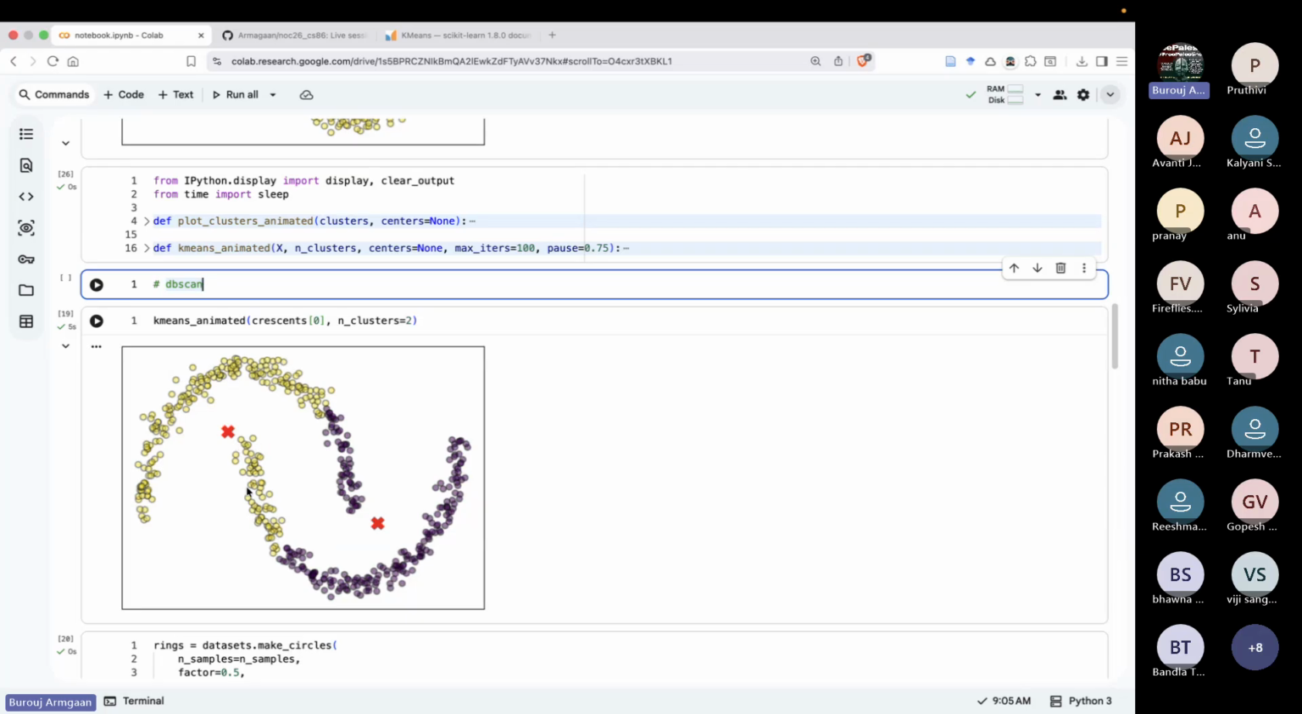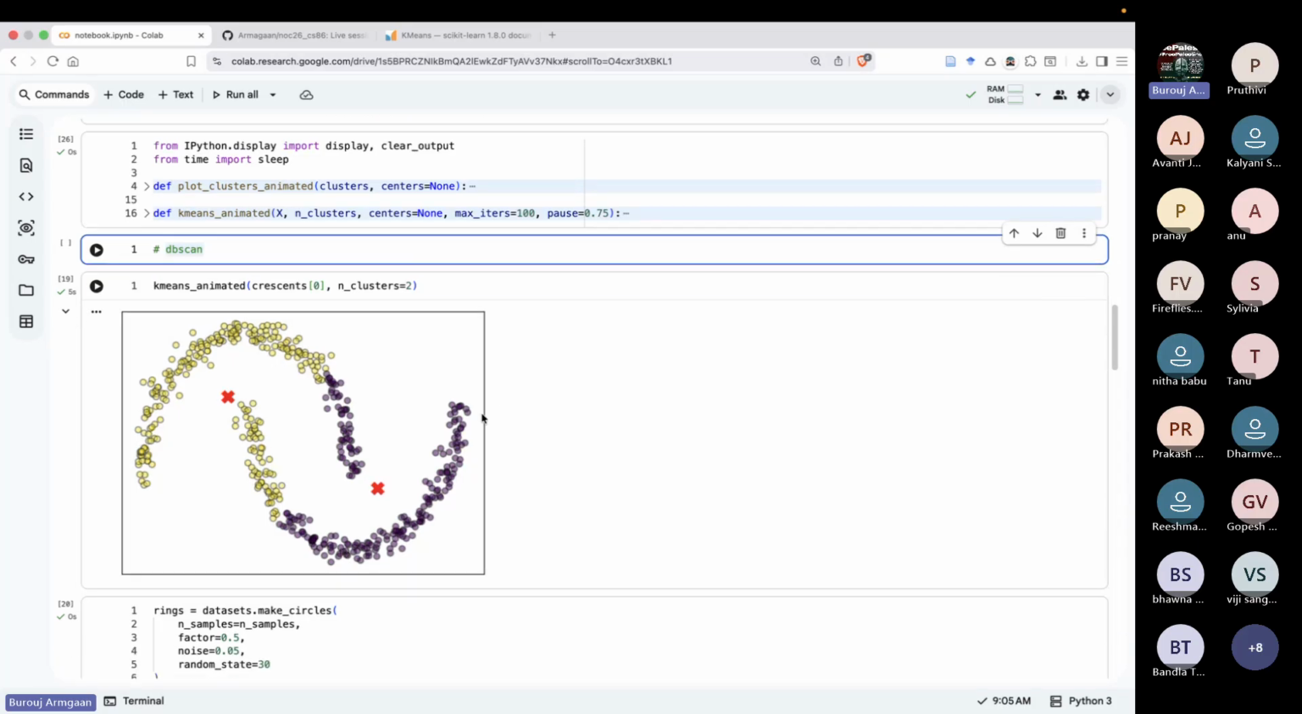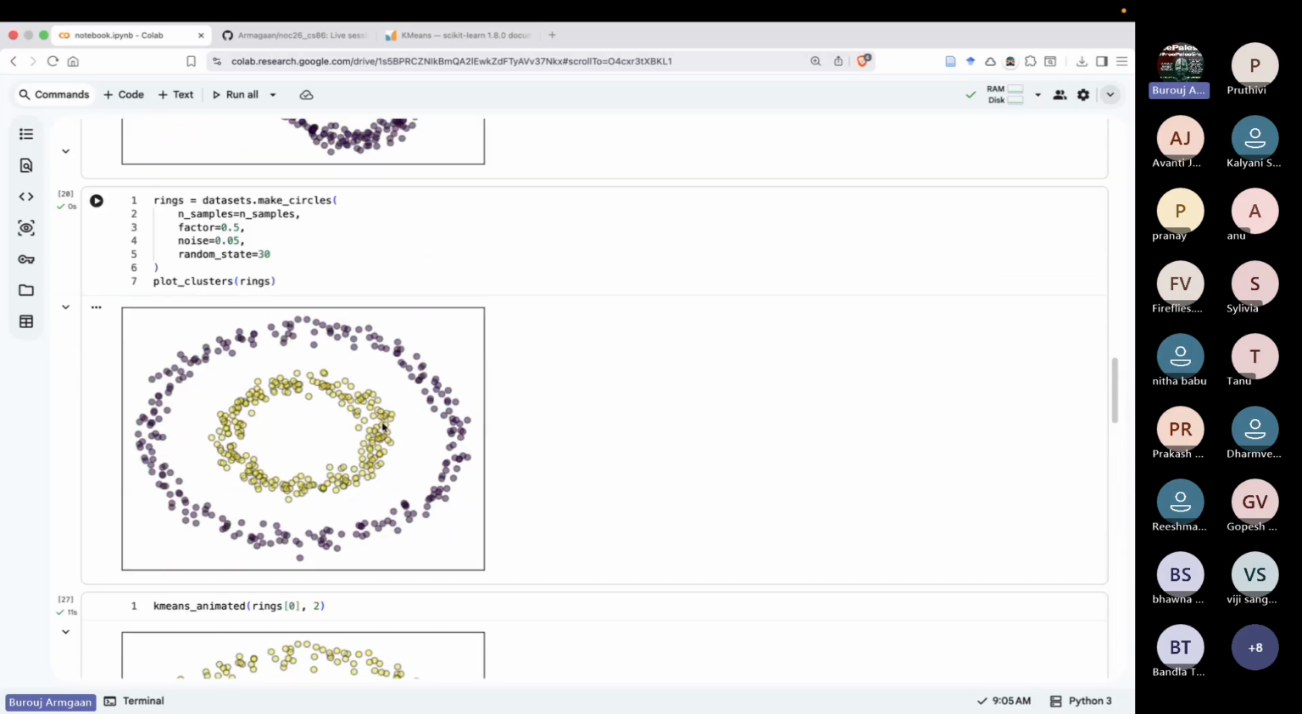Similarly, this one will create its own cluster here. It will also work on the rings, because even in rings, it will start expanding, expanding, expanding till it covers this one, and this one will expand independently like this, and it will not jump. But density-based techniques have their own shortcomings.